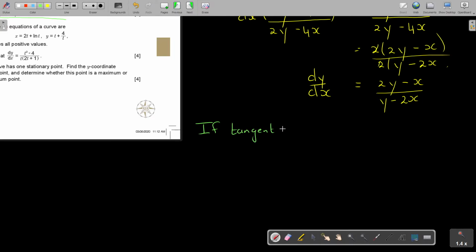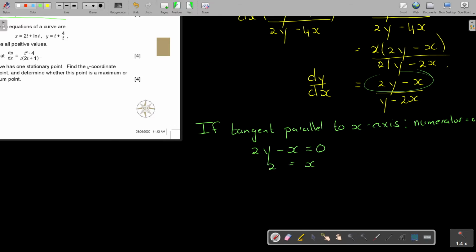So if the tangent is parallel to the x-axis, then basically it works that the numerator is equal to 0 for dy over dx. So it's basically this, 2y minus x equals 0. Now to avoid the fraction, let's take the x over. So x is equal to 2y. I first leave it like this.